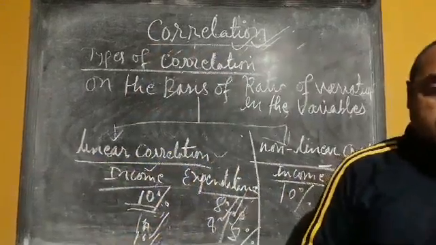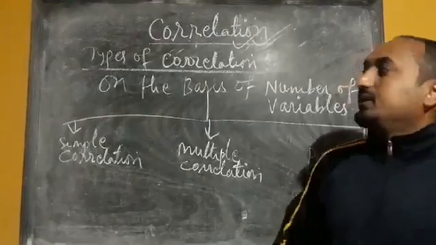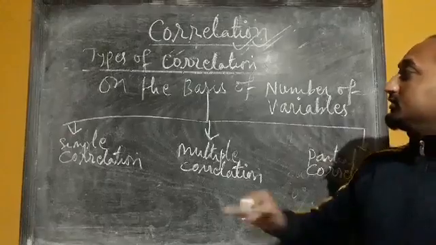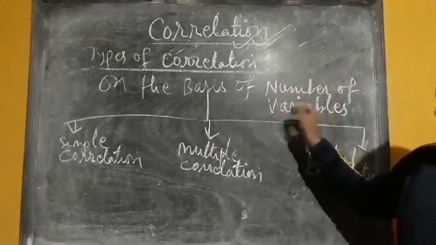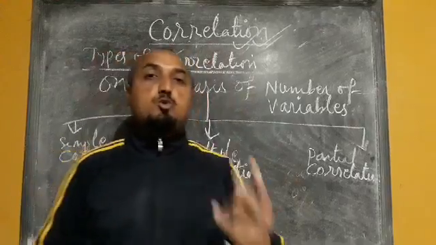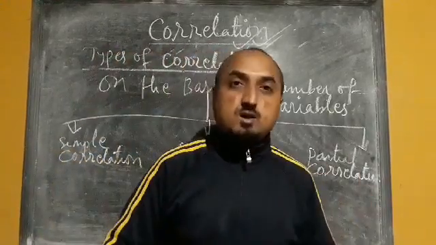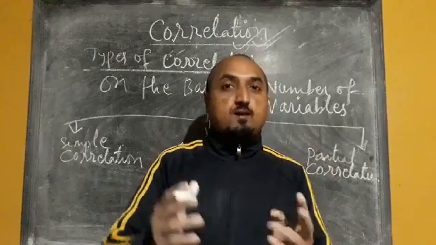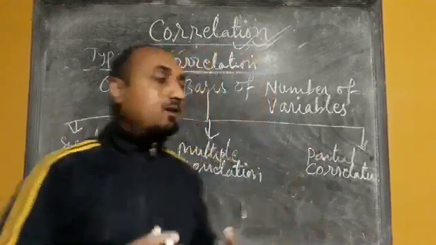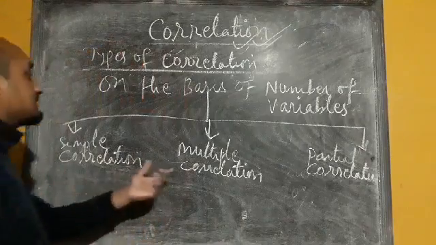Okay, so next type of correlation can be classified on the basis of the number of variables. Number of variables means the variables may be 2, maybe 3, or more than 3, or maybe 2 with some of the variables considered as constant. So I will explain different types of this correlation.